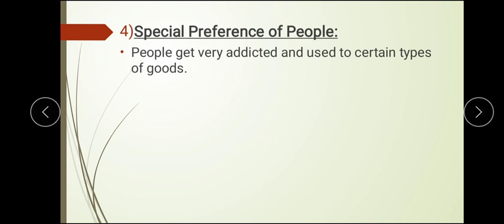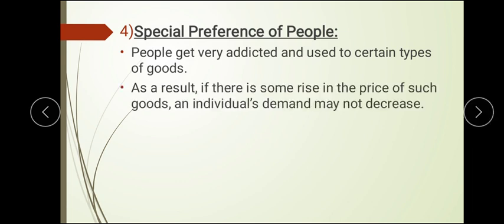Then after that, the fourth type of goods that comes is special preference of people. Some people are very addictive and very used to certain types of goods. So they do not change their habit or their consumption of that particular type of goods. Even if the price of that particular good rises, their demand does not change. So some goods which are more likable to you, your demand does not change if the price rises for that particular good.